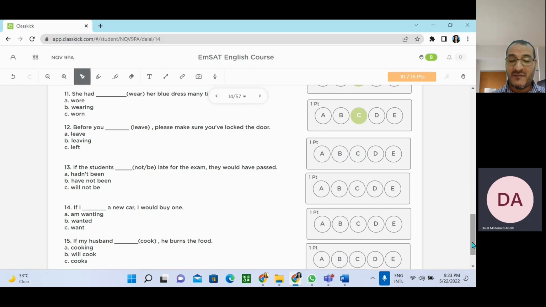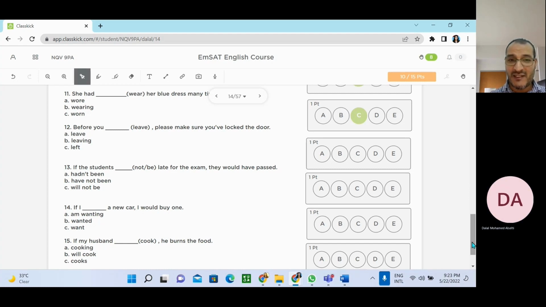Ah, like this. So we can say before you left, for example. Why not? Because left is past tense. Unless the second sentence is past perfect. If it's past perfect, we can use past here. But here we should use the present.